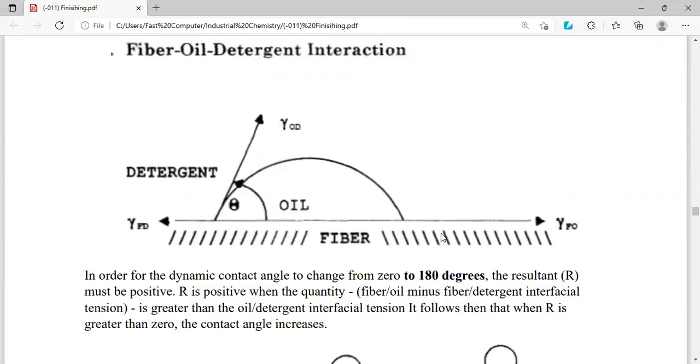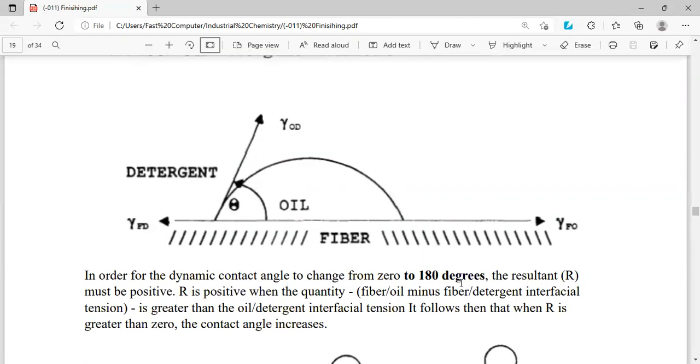This figure shows the fiber-oil interaction. It shows at which angles oil and fiber interact. In order for the dynamic contact angle to change from 0 to 180 degrees, the resultant must be positive. R is positive when the quantity is greater than the oil-detergent interfacial tension. It follows that when R is greater than 0, the contact angle increases.